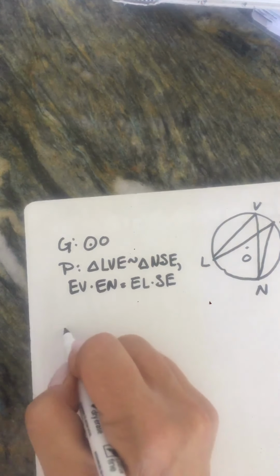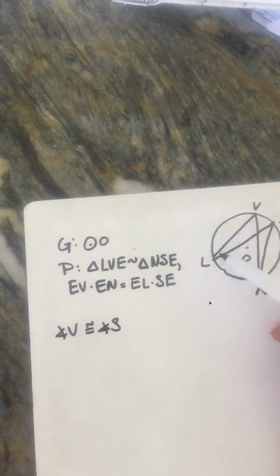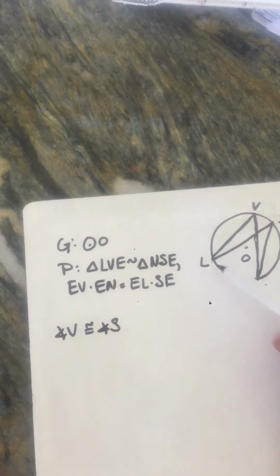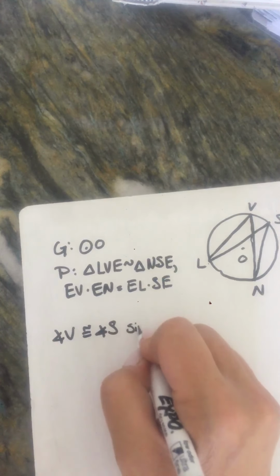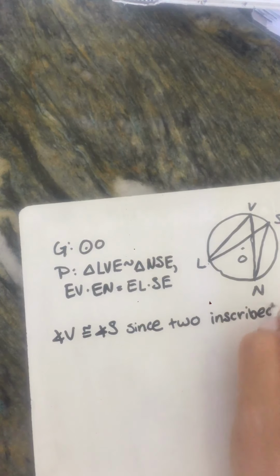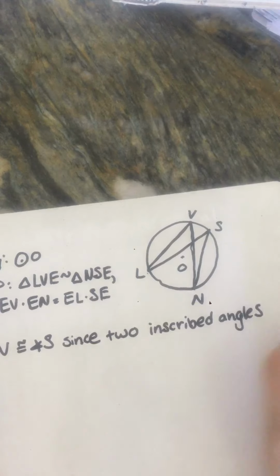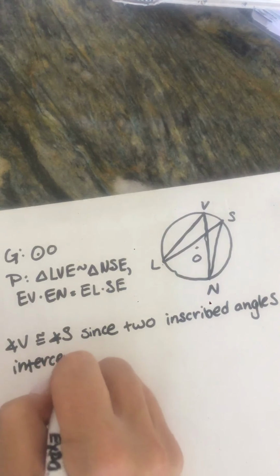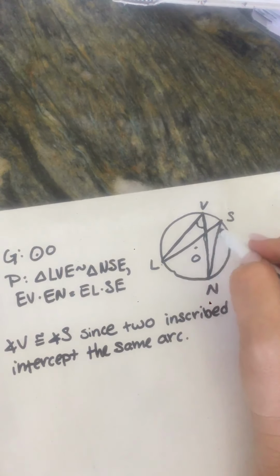We know that angle V is going to be congruent to angle S. Think about what we just talked about. Angle V is an inscribed angle. Here's its intercepted arc, LN. Angle S is an inscribed angle. Its intercepted arc is LN. Thus, these two angles have to be congruent, since two inscribed angles intercept the same arc. So that's congruent to that.